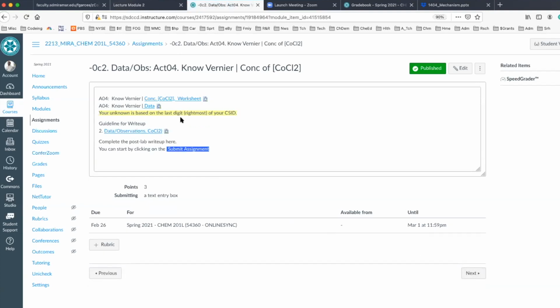If you go to the data and observation, that's a different section because I want you to write it in 3 different sections, because that's the way you guys will be writing up your experiment for the regular reports.